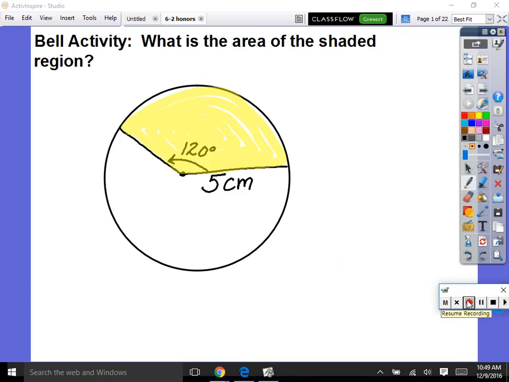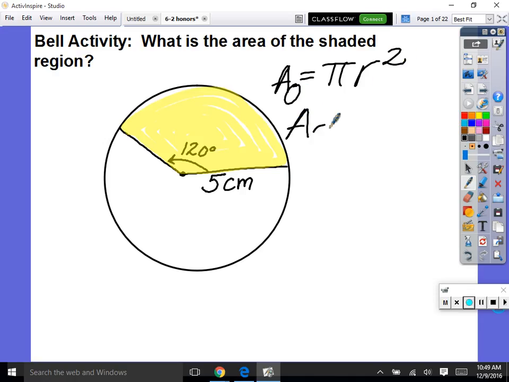Pretty easy, guys. You gotta remember this. Area of a shaded region just means I'm only taking the area of a section of the circle. Notice, I didn't draw this perfectly, but this is a central angle opening up on an arc. The area of a full circle is pi r squared, right? So the area of a section of the circle is the fraction of the circle times pi r squared, right?